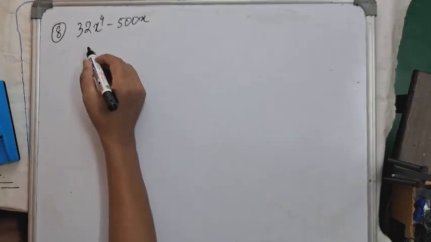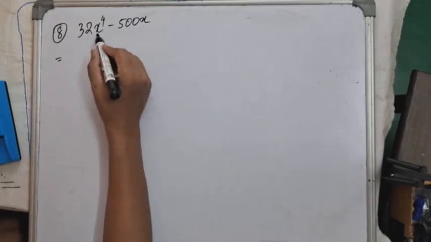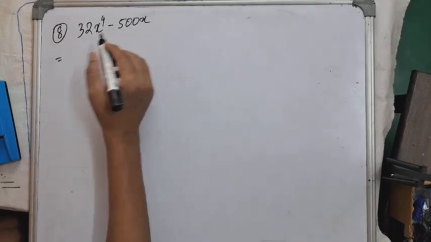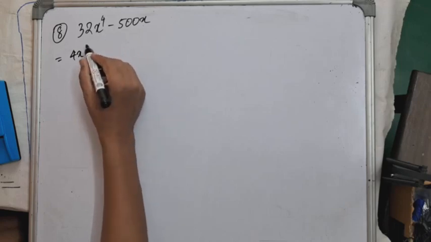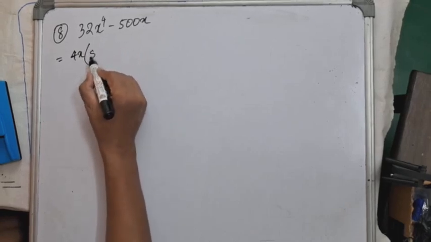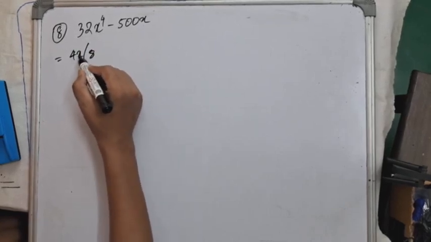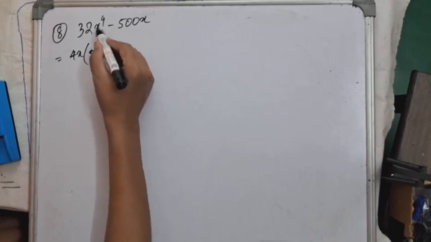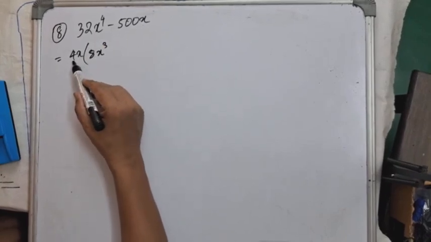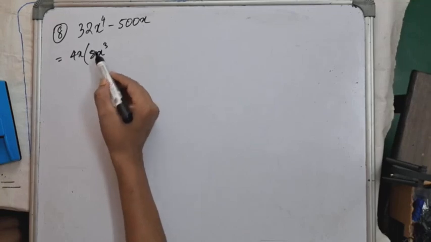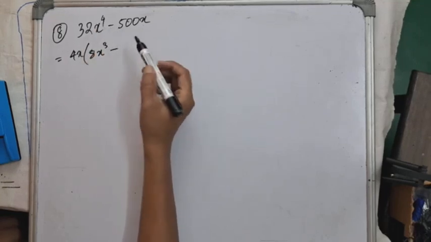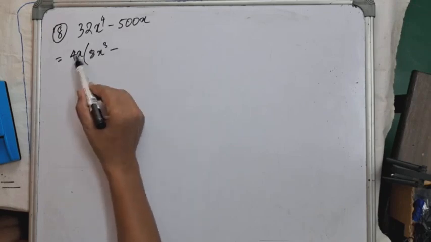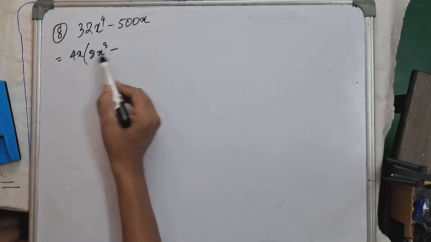Okay, now let's do question number 8. So we have 32x to the power 4 minus 500x. Let's take 4x common from both the terms. Okay, so 4 8s are 32. x into x cube is x to the power 4. Which means 4x into 8x cube is 32x to the power 4. This minus we write here. Now this x is already taken as common, we don't write x here.